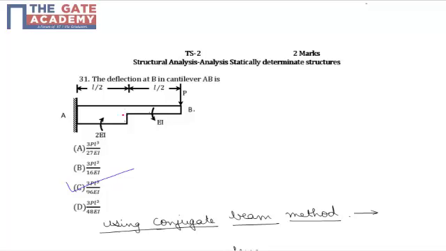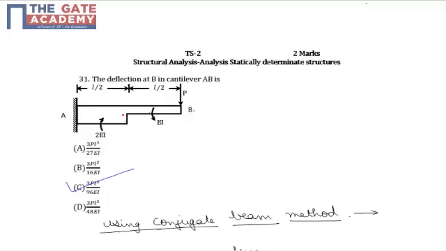Hello students, the following question is a 2-mark question from test series 2 from the subject of structural analysis, from analysis of statically determinate structures, where we have to find the displacement response of a given beam. Now if we see this beam AB, at point B a concentrated point load P is acting, and it is asked what is the deflection at B.